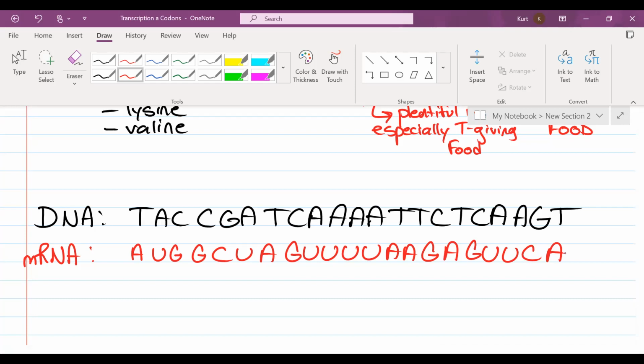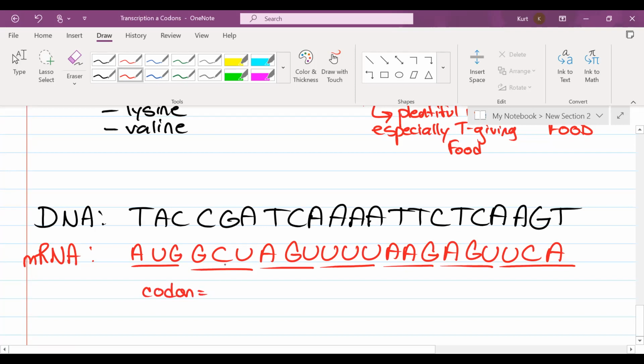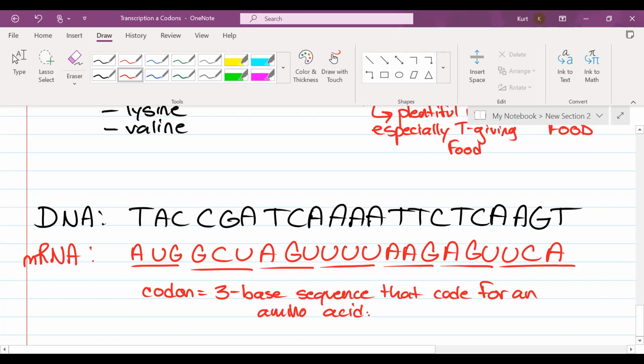What I would like you to do now is I want you to underline every group of 3. These are called codons. A codon is a 3-base sequence that codes for an amino acid. There are 64 different codon combinations, basically 3 cubed.